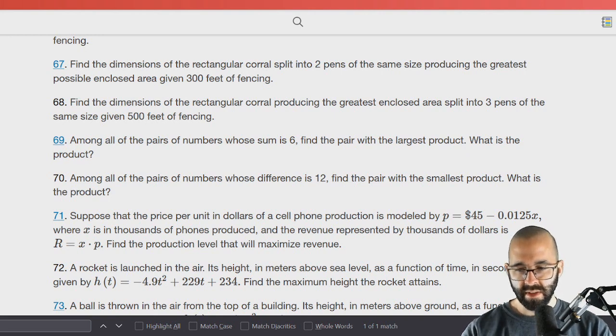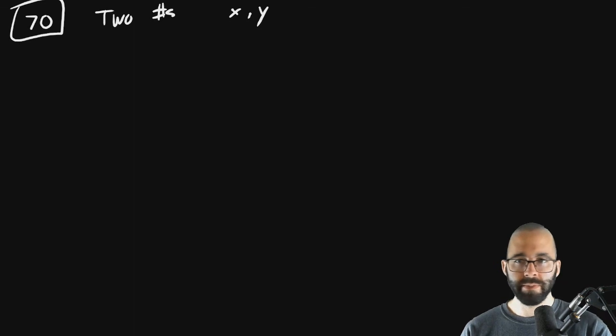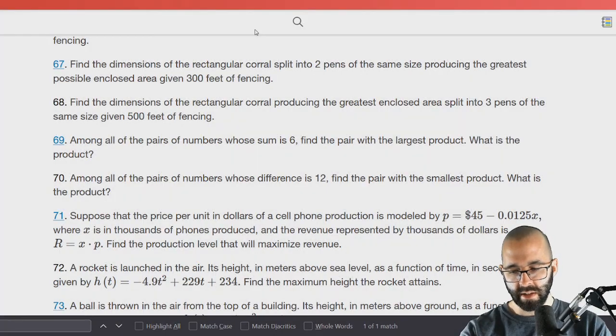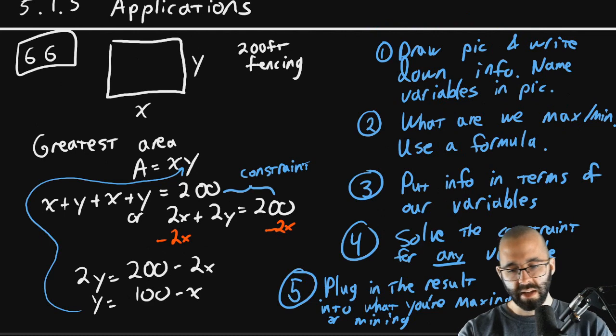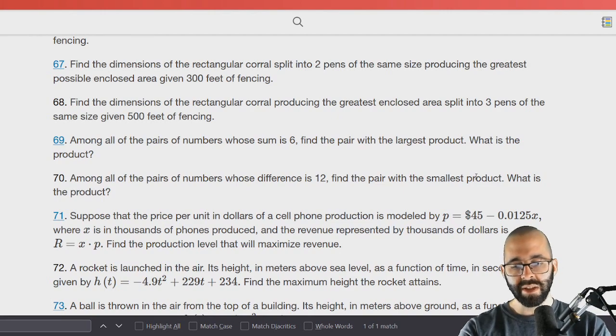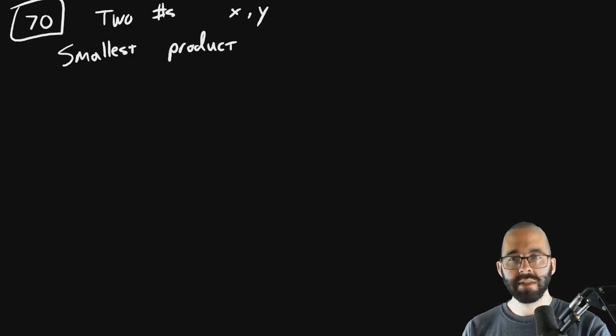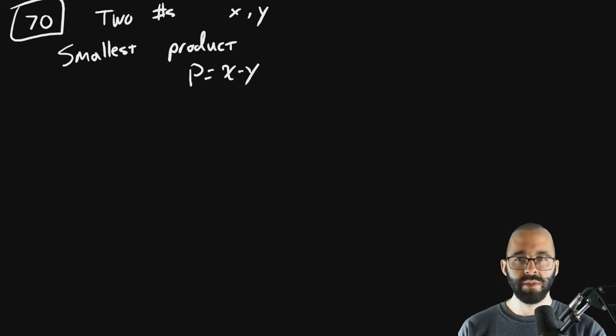But we can name the variables. We need two numbers. Let's say our two numbers are x and y. You could call them whatever you want. All right, what was step 2? What are we trying to minimize or maximize? And what's the formula for that? Find the pair with the smallest product. What's the smallest product? Product just means x times y. That's step 2.